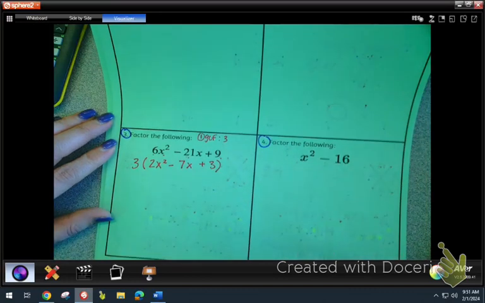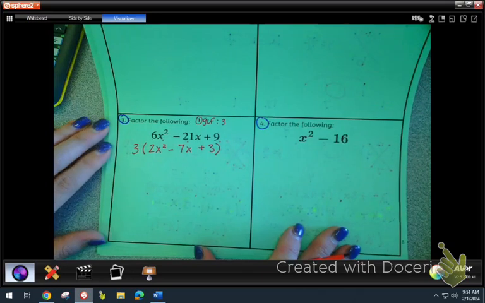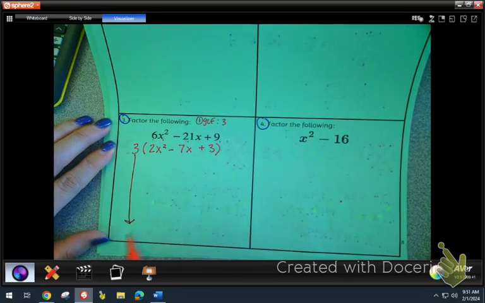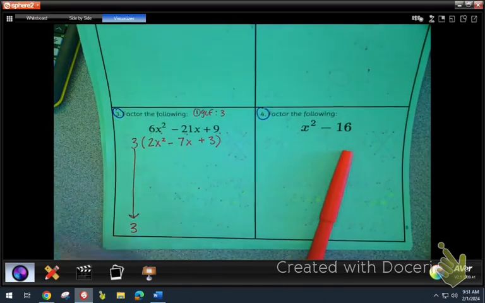Okay. If you have a GCF at the very beginning, watch what I'm about to do. I'm going to draw an arrow to the very bottom, and I'm going to stick it right there. That GCF at the very beginning is a part of my answer, but I really don't need it for the rest of my work. So just drop it. Put it on your answer blank so you don't forget it.